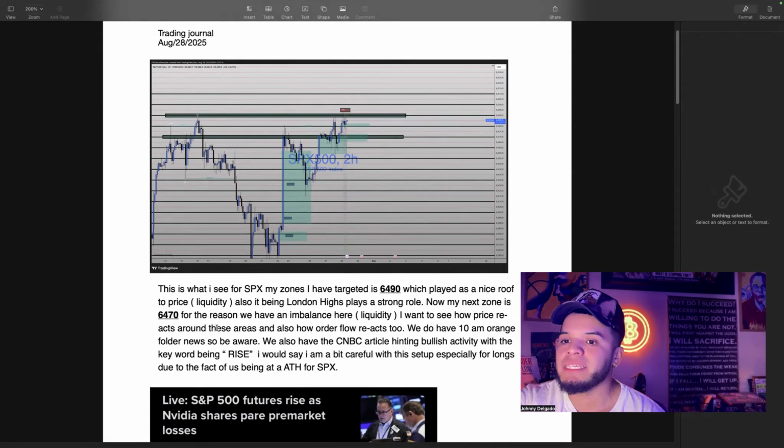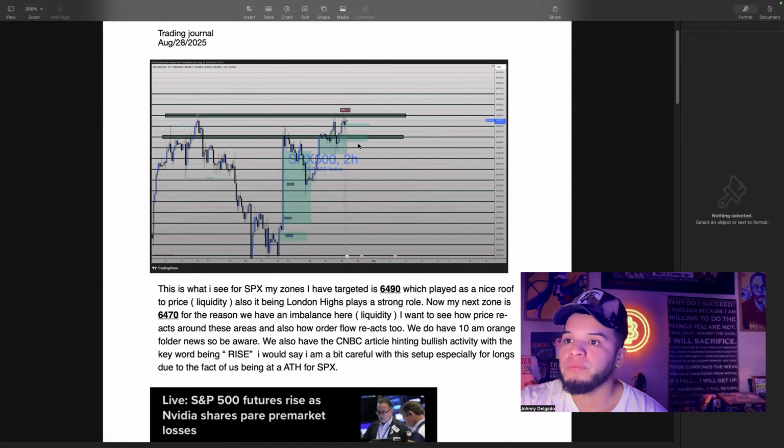My next zone is 64.70, which is right here, for the reason that we have an imbalance here, liquidity. I want to see how price reacts around these areas and how order flow reacts too. We have a 10 a.m. orange folder news, so be aware. We also have a CNBC article hinting at bullish activities with the word being rise. I would say I am a bit careful with the setup, especially for longs, due to the fact of SPX already being at an all-time high.